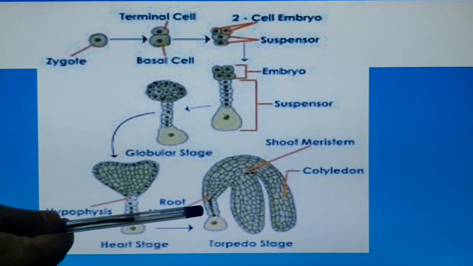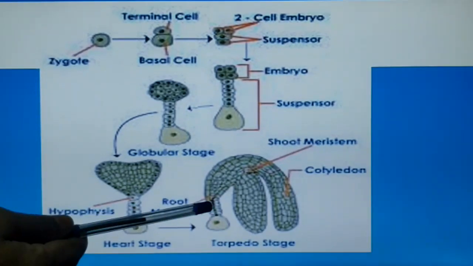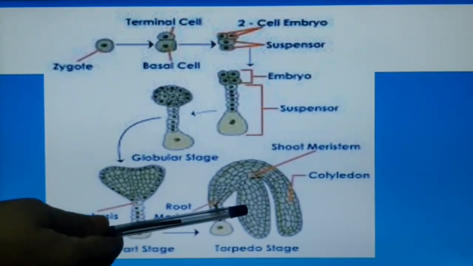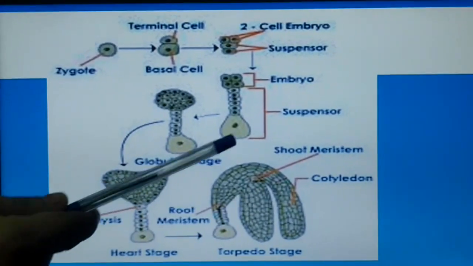At the mature stage of the embryo, it has a radicle. The radicle is a rudimentary root, and the plumule is a rudimentary shoot, and it contains two cotyledons.